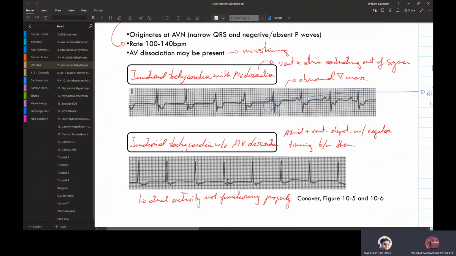Compared to this case, where we see that there's tachycardia, but there's no AV dissociation. So they all depolarize with a regular timing between them. In this case, they all have the same. The P wave comes after every single time you see it inside the T wave. Okay. All right.